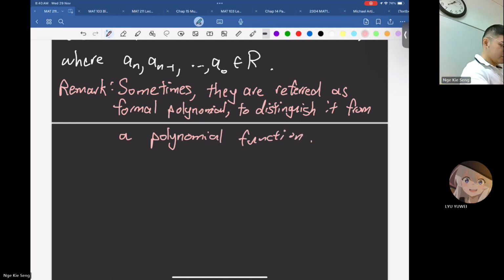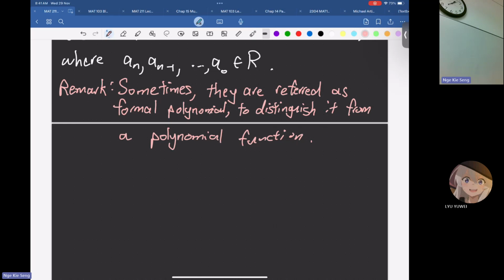Grace, you understand what a formal polynomial is? No. If you cannot explain, like what I told the others, most probably you don't understand, right? So what's a formal polynomial? What is a polynomial? What is a function? To talk about a function, what do you need to give? Yes, or more professionally, you will say domain and codomain.